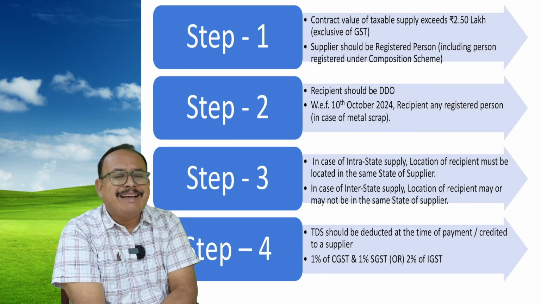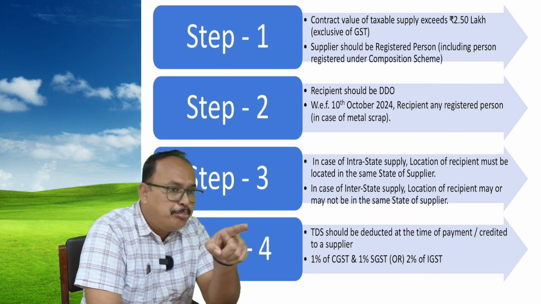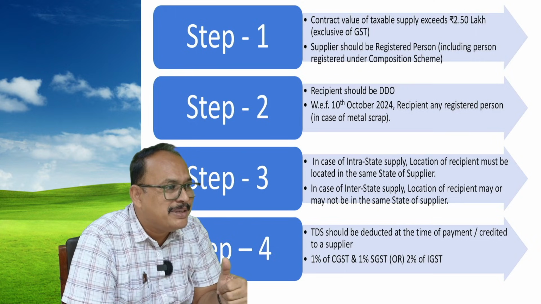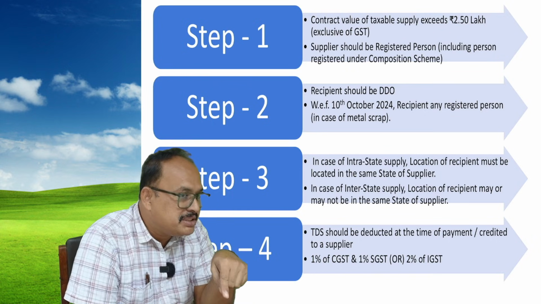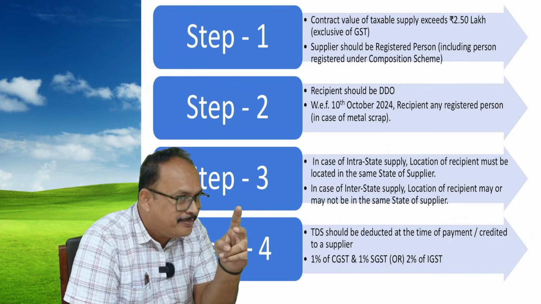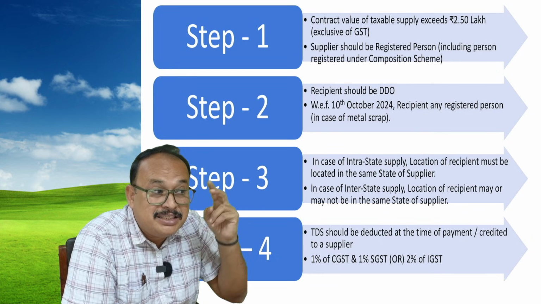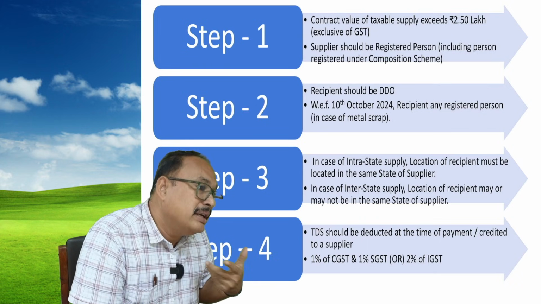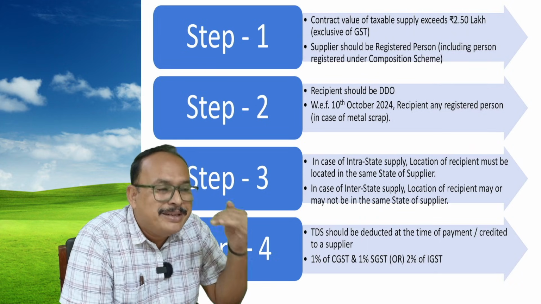Step 2. The recipient should be a DDO. If the supplier is an unregistered person, TDS is not applicable even though the value is 3 lakh rupees. Get my point? Step 1, two points. What are they? The value of taxable supply exceeds 2,50,000 exclusive of GST, and the supplier must be a registered person. Step 2, two points. The recipient should be a DDO.